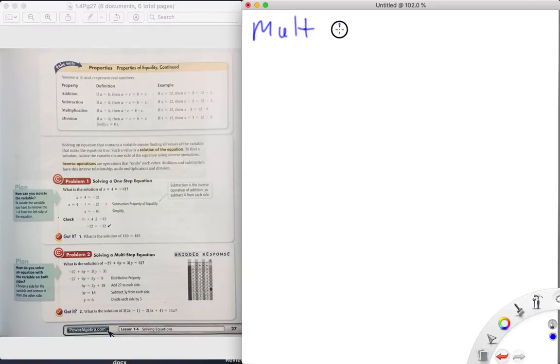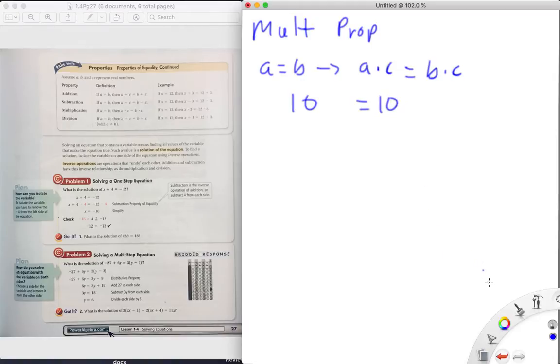Multiplication property of equality, which says that if I have A is equal to B, then A times C is equal to B times C. So if I have, again, 10 is equal to 10, if I multiply it by 4 on the left-hand side, I have to multiply it by 4 on the right-hand side. This turns into 40. The other side turns into 40, and I have 40 is equal to 40.